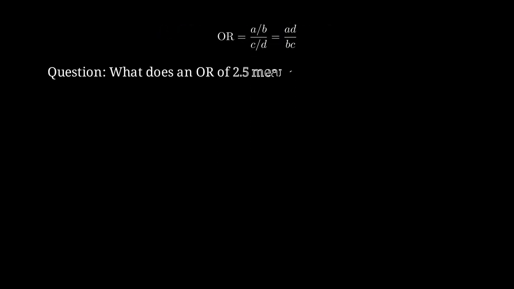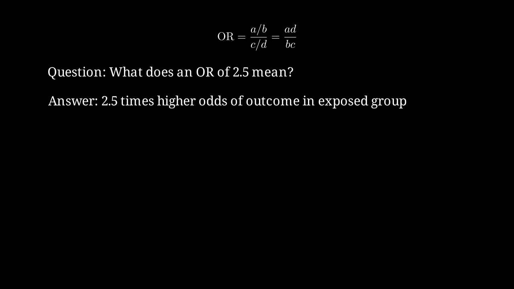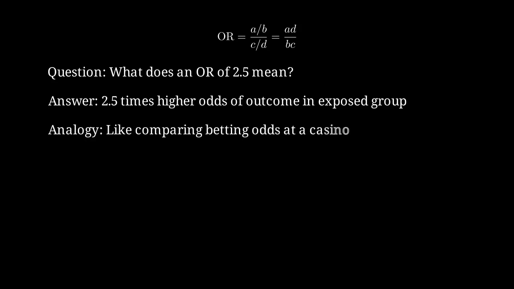What does an odds ratio of 2.5 actually mean in practical terms? It means the exposed group has 2.5 times higher odds of the outcome compared to the unexposed group. Think of it like betting odds at a casino. One group has much better odds than the other.